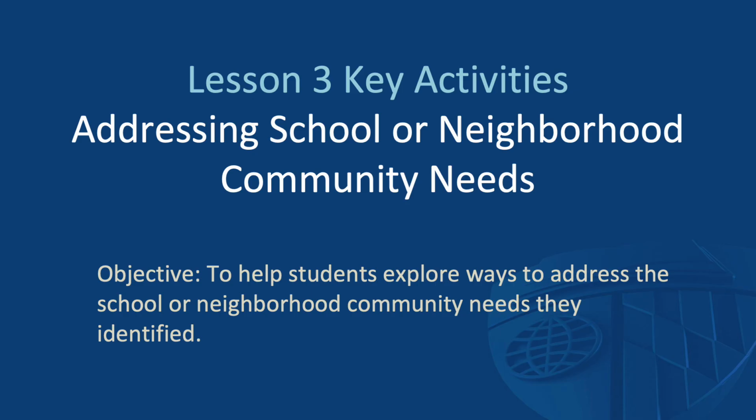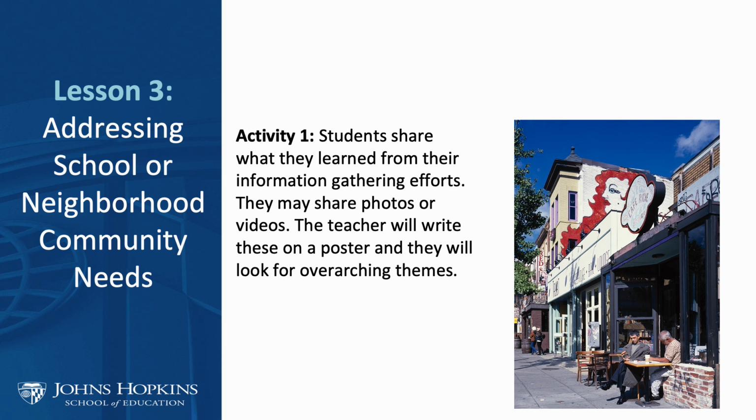The title of Lesson 3 is Addressing School or Neighborhood Community Needs. The main learning objective for the third lesson in Unit 5 is to help students explore ways to address the school or neighborhood community needs they identified. To reach this objective, students will engage in 2 main activities.